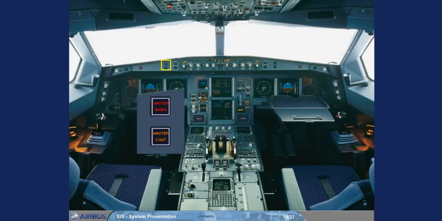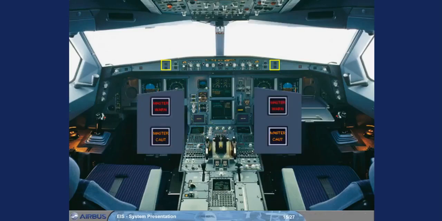In front of each pilot there are two attention getters, a red master warning and an amber master caution. As a further means of getting the pilot's attention, there is a loudspeaker on each side of the cockpit for oral alerts and voice messages. Note, the loudspeakers can also be used to listen to radio communications and the intercom.